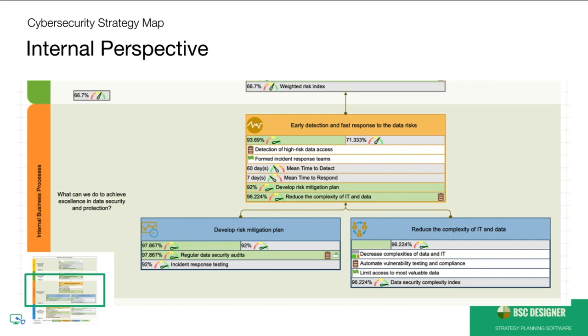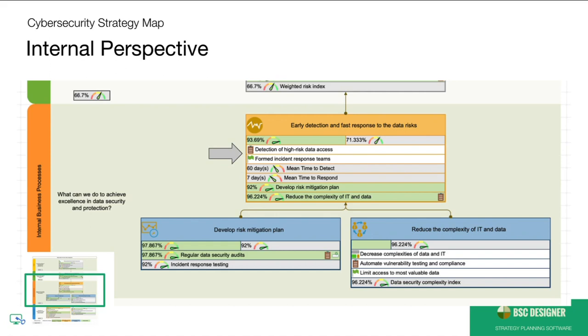In our template, the general goal is formulated as early detection and fast response to the data risks. This goal is quantified by two lagging indicators: mean time to detect and mean time to respond. Lagging indicators show what already happened. What can we do to improve the performance of these indicators? In the mentioned reports, you can find some recommendations that lead to a better data security response. We formulated them as initiatives aligned with the goal.